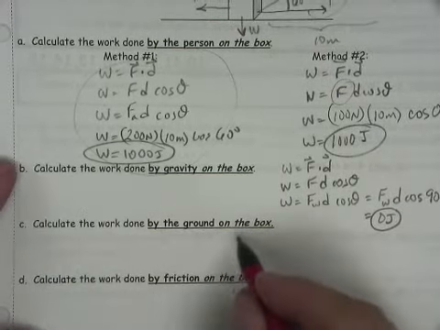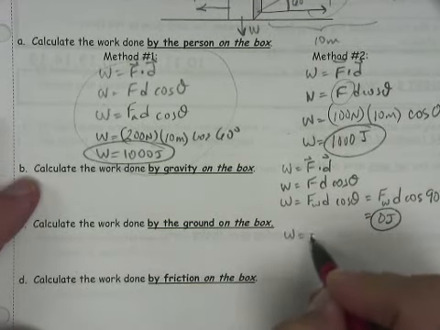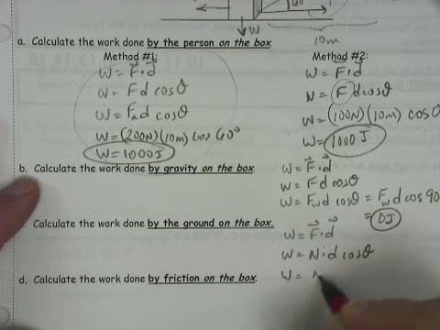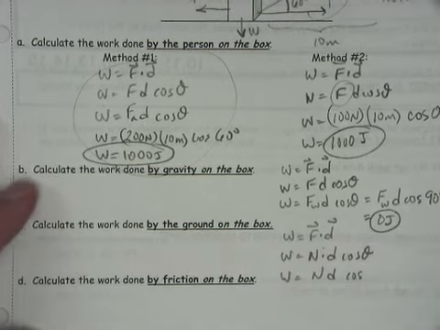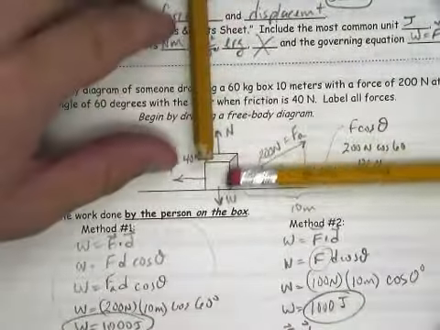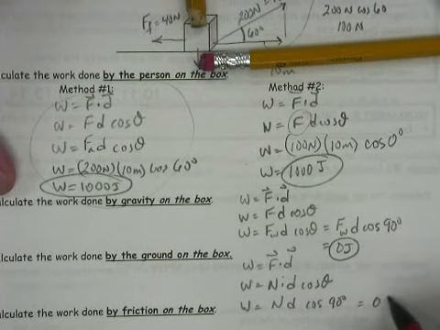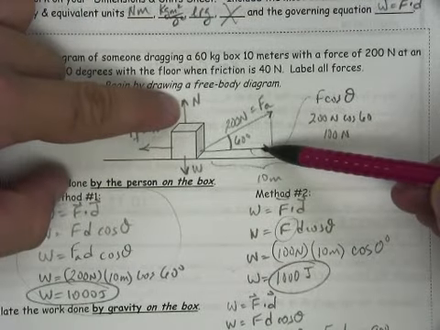All right, the next one, work done by the ground on the box. So this is going to be W equals F dot D. W equals the normal times D times cosine theta. And let's just look at the angle, because look what's going to happen here. If I go back up here, the normal is going to be up, and the motion is sideways. The angle between them is 90. So cosine of 90 degrees is going to be 0 joules. And that kind of makes sense because the normal and the motion are perpendicular to one another, so there shouldn't be any work being done.